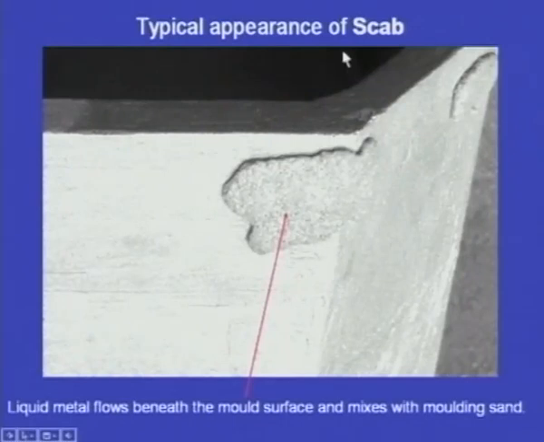and this is the typical appearance of a scab. Liquid metal flows beneath the mold surface and mixes with the molding sand and forms a shell on the surface of the casting. And here we can see this shell. This is the mixture of the molding sand and the molten metal, and this is very difficult even to machine. So this is the scab. And what are the factors responsible for this scab?